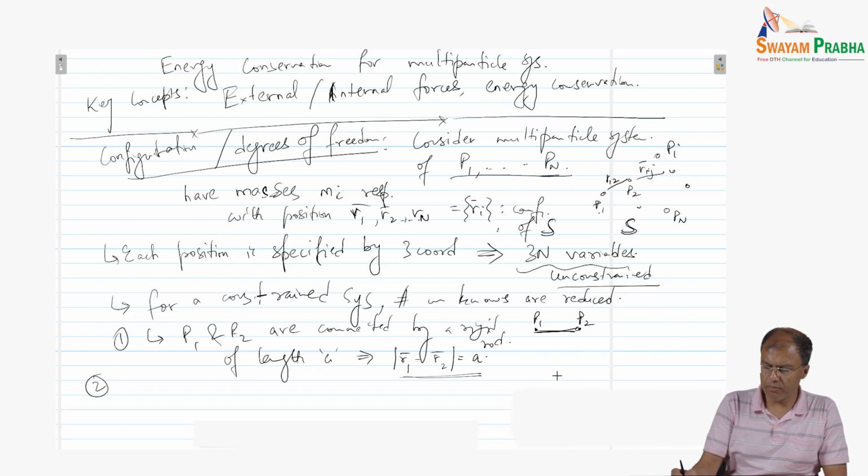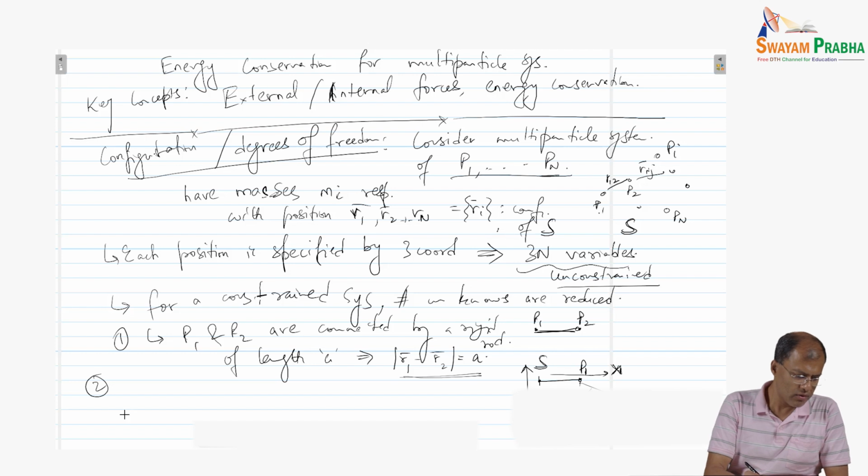Another example is, suppose we have the following setup. We have a 2 particle system. Let's say P1 is allowed to move only horizontally, let's say along X, and P2 is allowed to rotate, but it is connected to P1 with a light string, and the whole system is allowed to move vertically. So the setup is as follows.